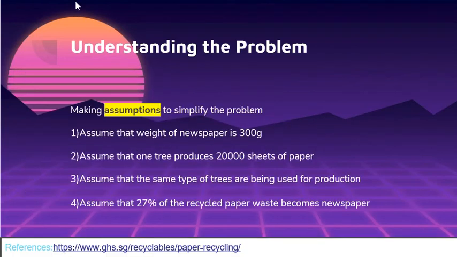Hello, I'm Eileen, and I'll be talking about our assumptions to simplify the problem. Firstly, assume that the weight of a newspaper is 300 grams. Secondly, assume that one tree produces 20,000 sheets of paper. Next, assume that the same type of trees are being used for production. Next, assume that 27% of the recycled paper waste becomes newspaper.